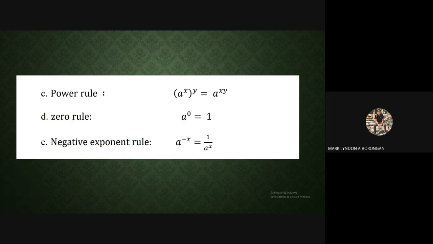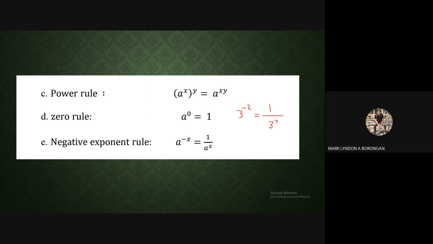The next one is the negative exponent rule. The negative exponent rule states that if you have a negative exponent, you can make it positive by putting it down to the denominator. Let's say, for example, you have 3 to the power of negative 2. You can make this exponent positive by putting it on the denominator. Okay? Putting it under, I mean.